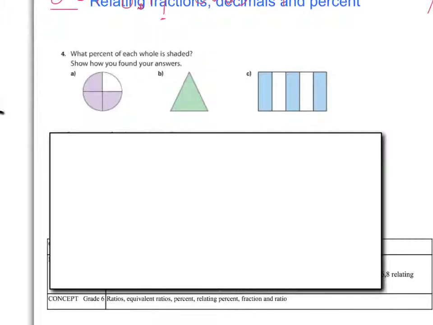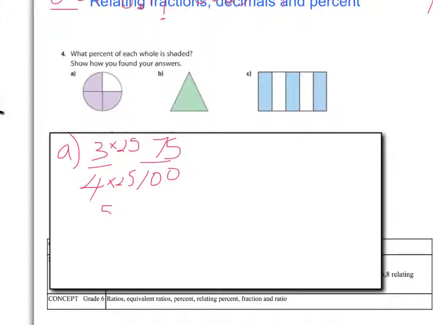All right, let's take a look at the first one. A, we have 3 out of 4. I'm going to use equivalent fractions here. Remember, for percent, it has to be out of 100, so my bottom number has to be 100. To get from 4 to 100, I have to multiply by 25. What I do to the bottom, I also do to the top. 3 times 25 is 75, so as a percent, then it would be 75%.